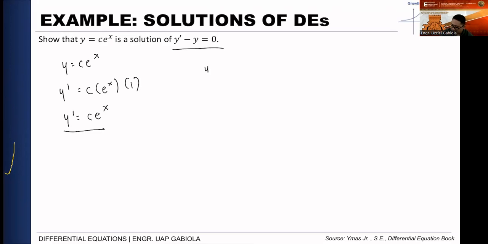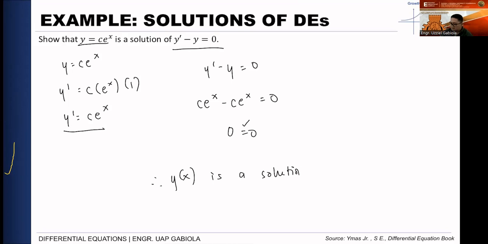Ito yung another equation mo. So, y prime minus y is equals to 0. Substitute mo lang c e^x, tapos yung value ng y minus c e^x is equals to 0. Since this is indeed equal to 0, satisfied na yung differential equation. So, meaning, yung given natin na y, therefore, yung y o yung solution natin is a solution for the differential equation na y prime minus y is equals to 0. Okay? Pinakita lang kung solution siya. Question dito?